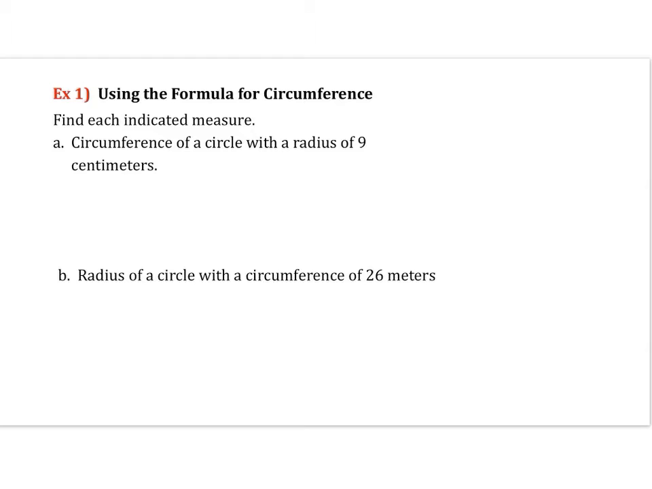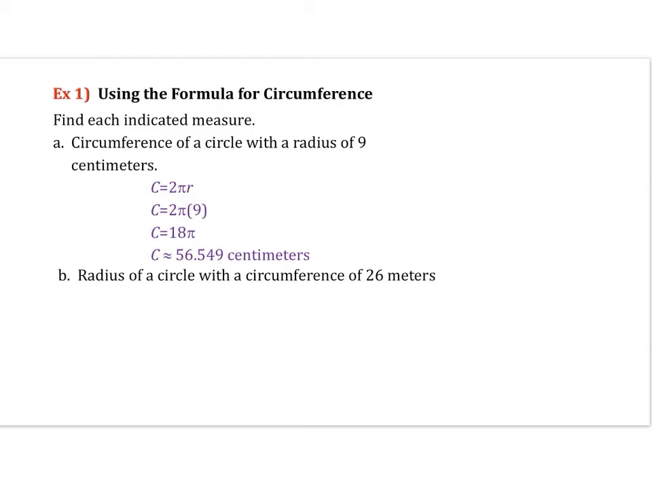Alright, so let's use the formula to find circumference of a circle with a radius of 9 centimeters. Since we're given radius, let's use the version C equals 2 times pi times r. Then substitute 9 for the radius, or r. We can multiply the 2 and the 9 to get 18. And if we were looking for an exact answer, we would leave it as 18 pi centimeters.